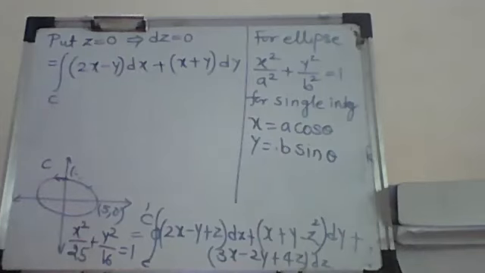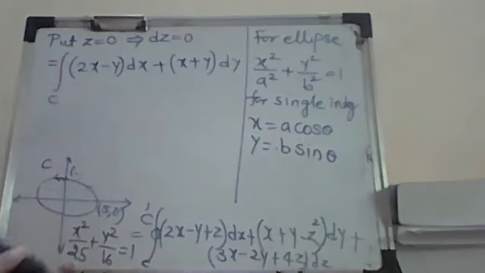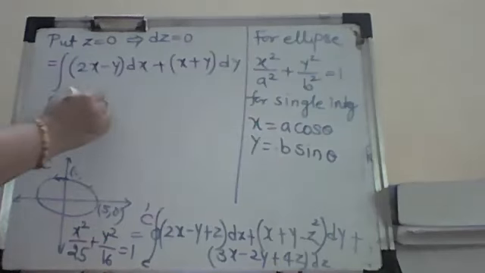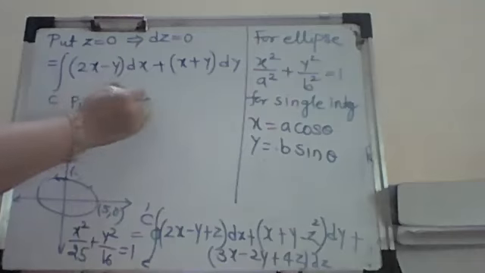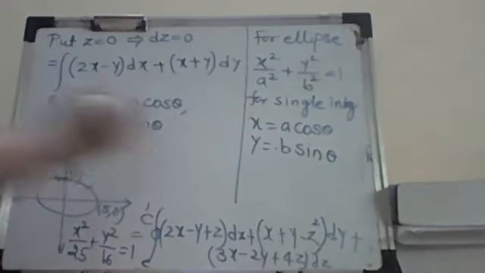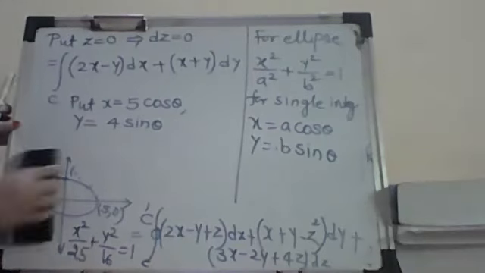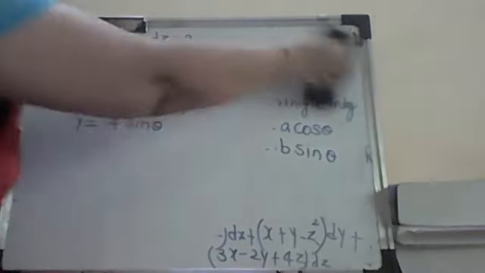Now we'll use the substitution here. In this case a is 5 and b is 4. So put x is equal to 5 cos theta, and y is equal to 4 sin theta. Correct? Now we'll go ahead and solve this integration further.